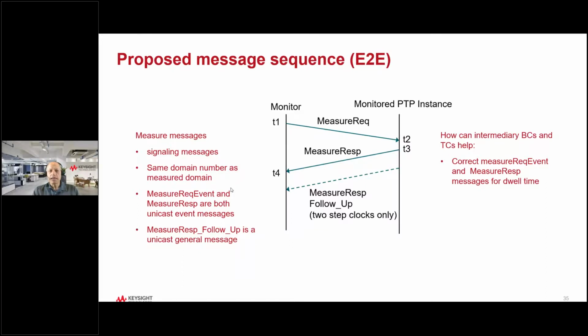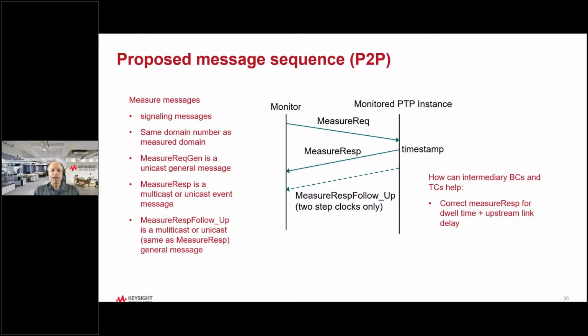BCs, if they support this, can correct the measurement request event and the measure response messages for the dwell time by updating a correction field just like they do in other messages. So the concept is we're creating something that's similar to a sync message, but is specifically designed to measure this. It's always unicast. The reason we chose unicast is it allows us to put the monitor anywhere in the system, and it gives more flexibility.